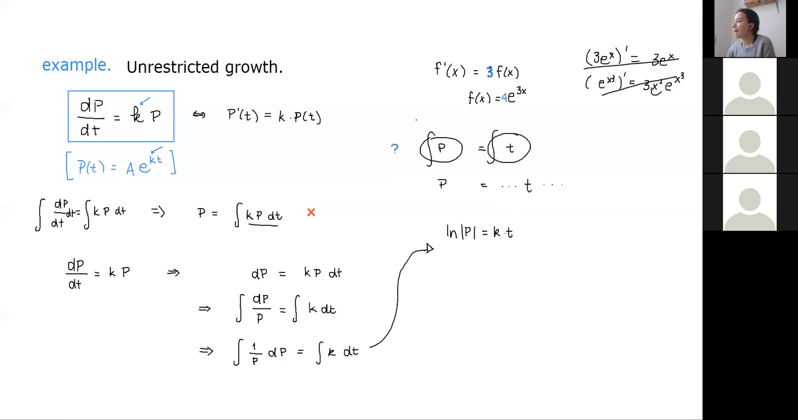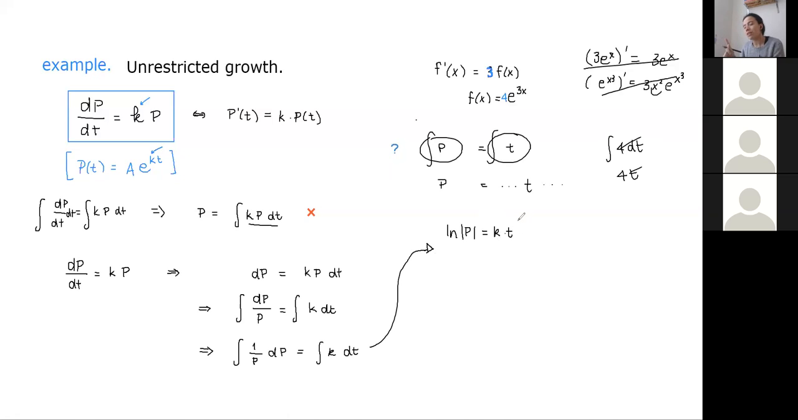Yes? Sorry, how is it k times t and not t again? Because you have that the integral, for example, of 4 with respect to t is just 4 times t. Right? So if you have the integral of k with respect to t, then it's going to be the constant k times t. Okay, thanks. All right, so this is what you have.